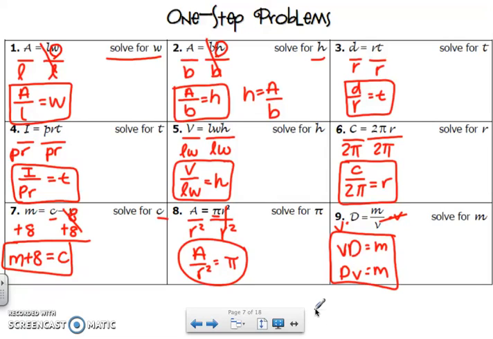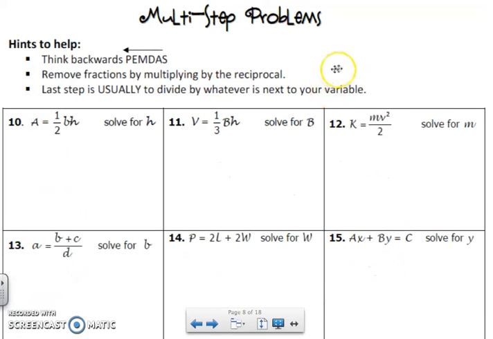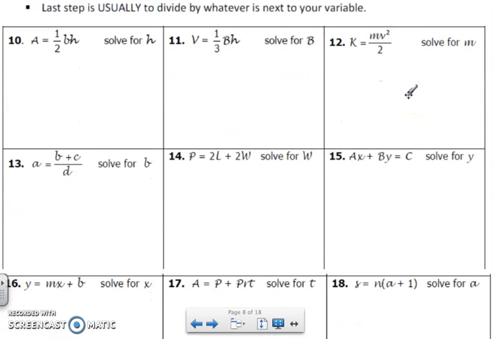So on the back page, we're going to do some two-step problems. Think backwards through PEMDAS, and then remove all fractions by multiplying by the reciprocal. And I will actually always do that first because I hate fractions as well. And then the last step is usually to divide what's next to the variable. So let's try these out.